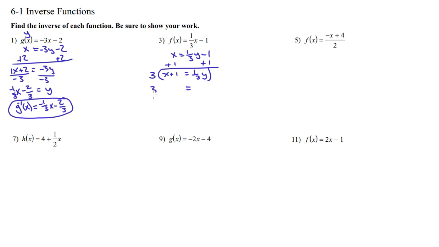3 times x is 3x. 3 times 1 is 3. And 3 times 1/3 y is just y. So that means this is f of x, so f to the negative first of x, the inverse of x, is 3x plus 3. Okay?